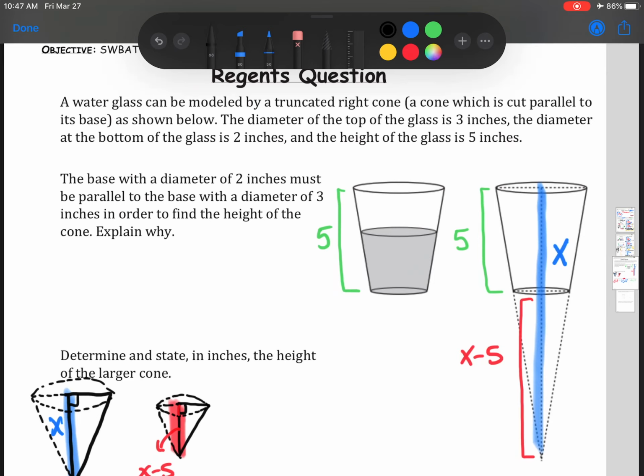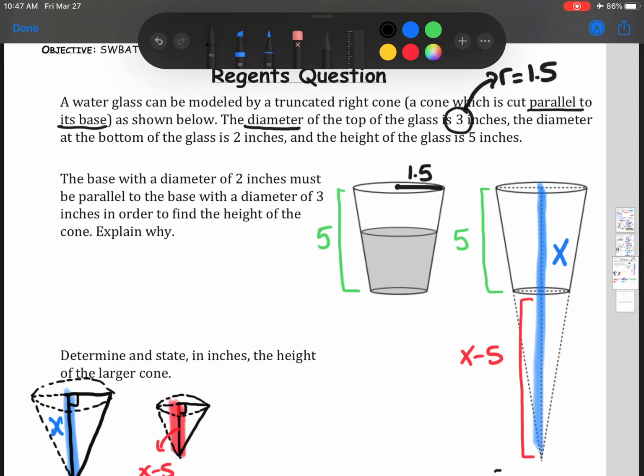A water glass can be modeled by a truncated right cone, a cone which is cut parallel to its base. Okay, if it's cut parallel to its base, that means the bases are parallel. We'll talk about it. The diameter of the top of the glass is 3 inches. It's talking about the diameter, but we need the radius. So what would it be? Let's mark it up. The diameter across is 3, so this would be 1.5. Yes, right?